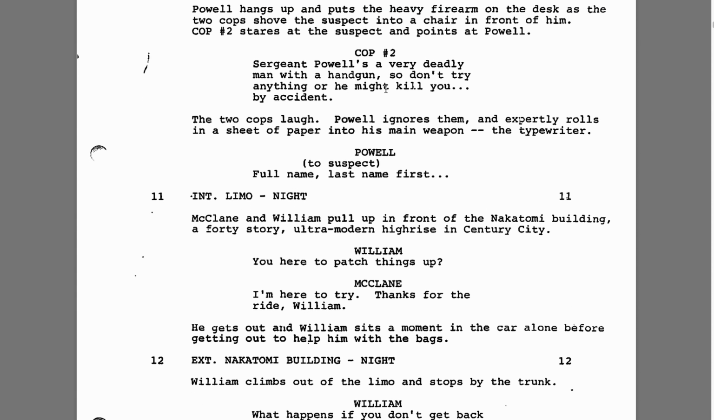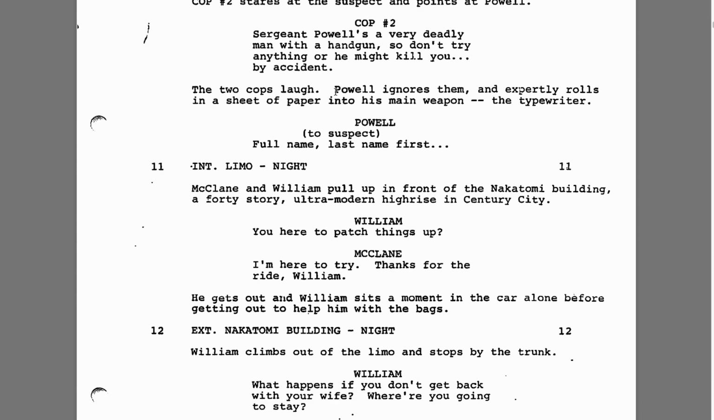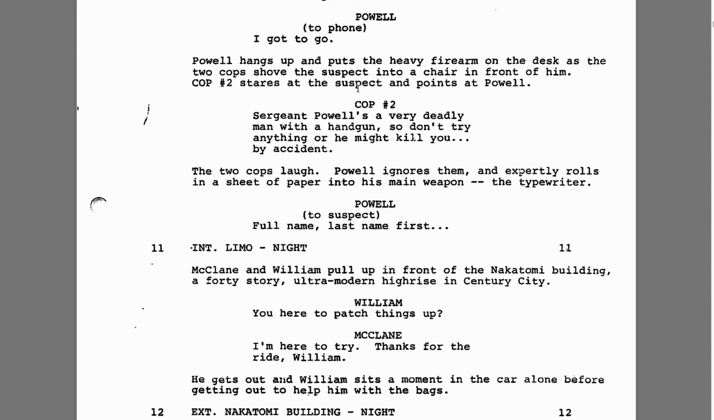However, I do really like this line right here. Powell ignores them and expertly rolls in a sheet of paper into his main weapon, the typewriter. Like, that is such a great way to juxtapose what's going on with the actual weapon here and how that ties into his character arc. And it's also a very funny line. This provides some levity to the person reading the script while letting them know who Powell is and what he's about. Expertly rolls in a sheet of paper into his main weapon, the typewriter.